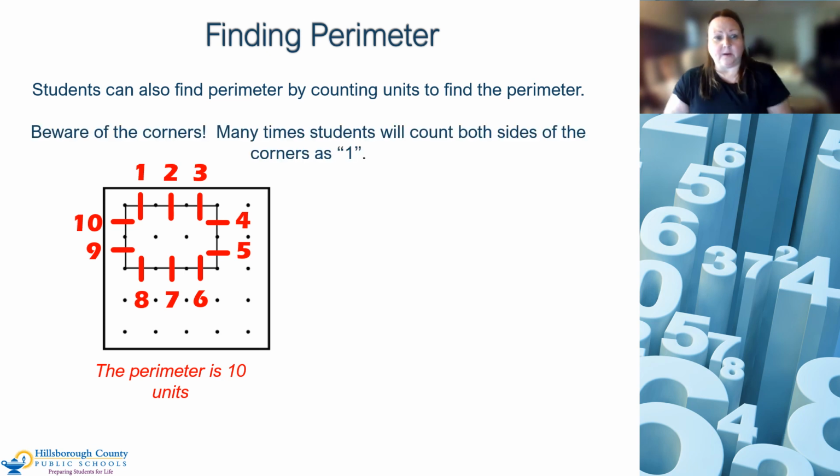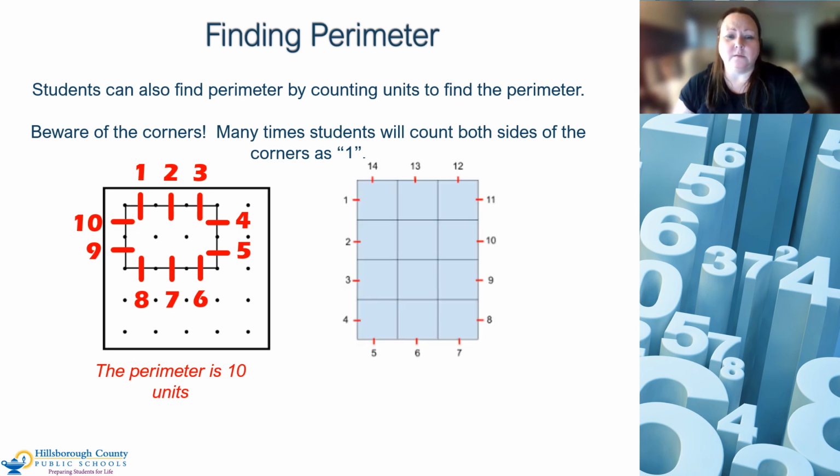Or beware of those corners. Many times students will count both sides of the corners as one. So like right here, they might count 11 and 12 as just 11. So making sure that they understand I'm counting the side lengths, not the squares in the middle. That's area.